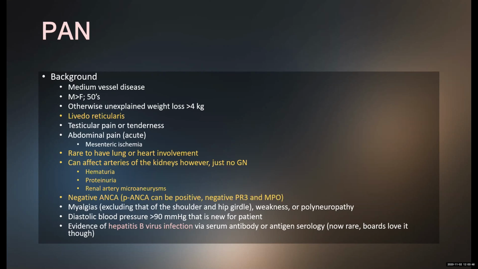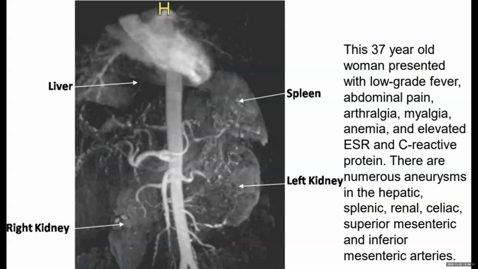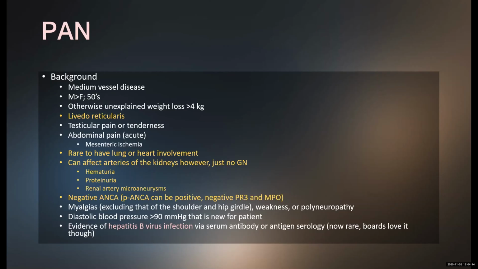This one I put in pink, the Hep B infection, they love to ask you on this, but it's going to be an active infection, not just an antibody. So they give you a Hep B antibody that happens to be positive. That's not something you're considering with PAN. It's going to be an active infection because then you're going to treat that infection in hopes that it's going to resolve PAN. But again, it's not common, but boards like to test you on it. Remember, we talked about the fact that you're going to see some aneurysms, as renal artery microaneurysms.